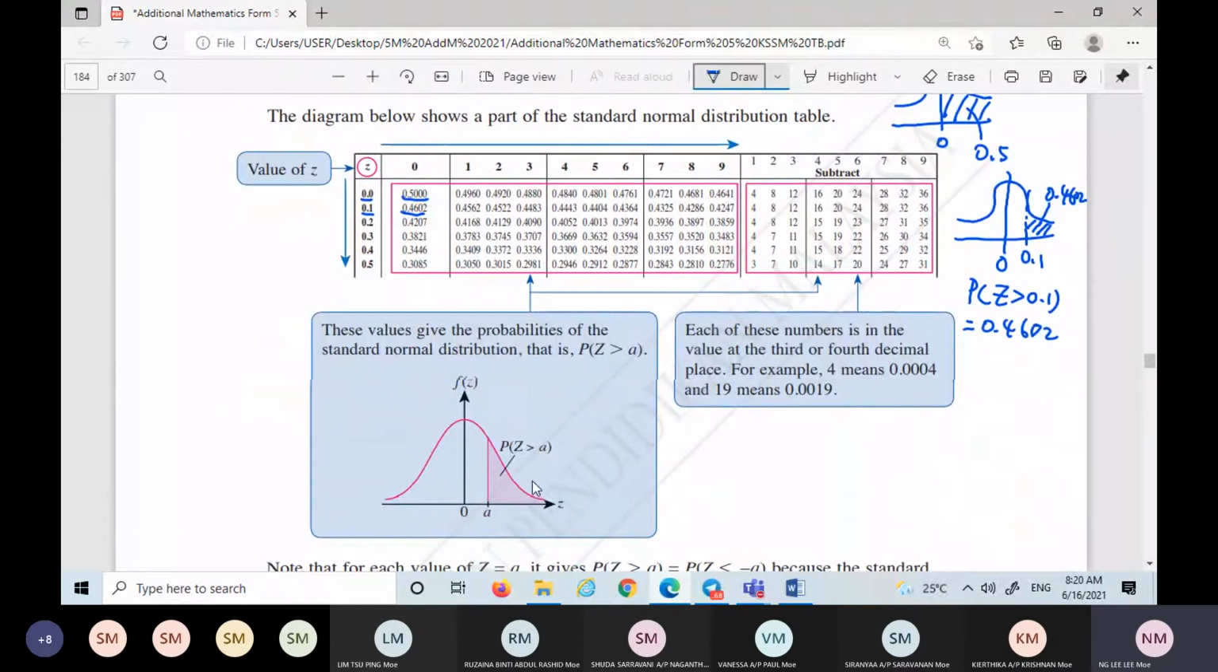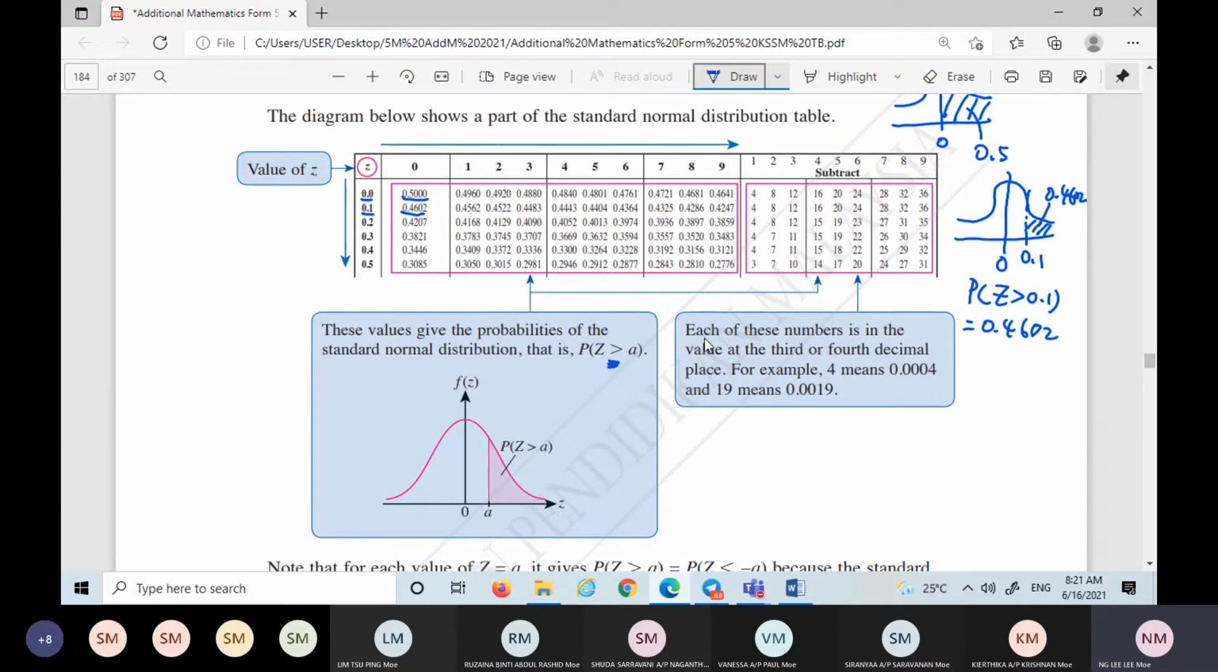It's the same as here. This value gives the probabilities of the standard normal distribution. This one must be bigger, because this table is only for what we call the upper tail, meaning the right-hand side. So this one must be bigger, it cannot be smaller. And then what is all this: 0, 1, 2, 3, 4 until 9, and then here again 1 until 9? What is all this? I will go through it one by one.